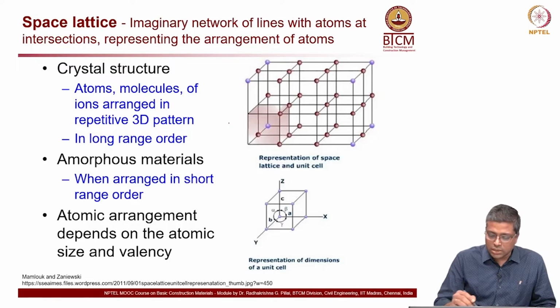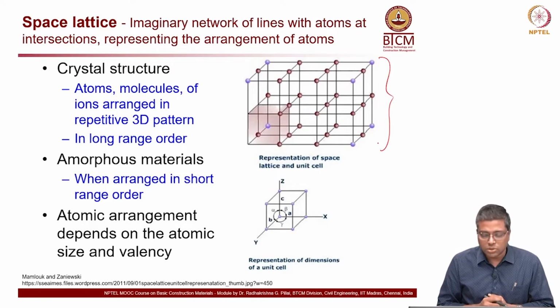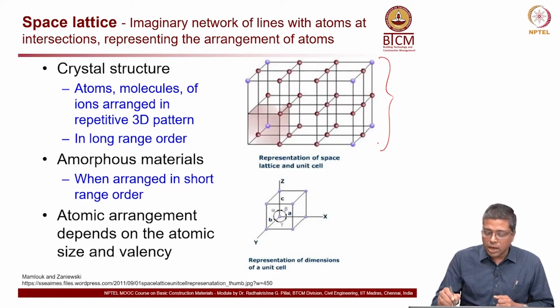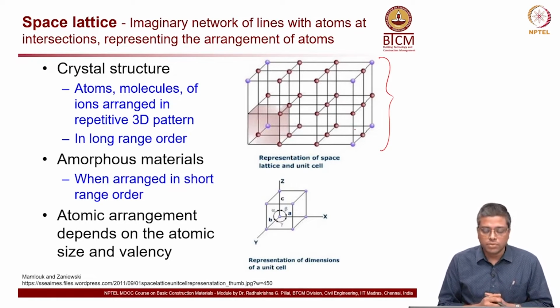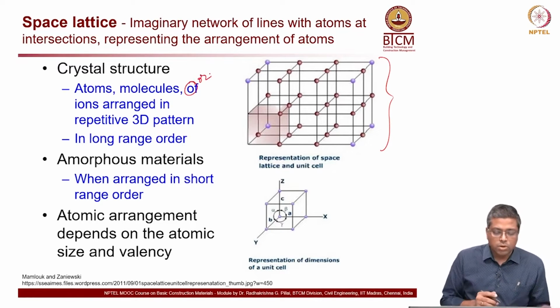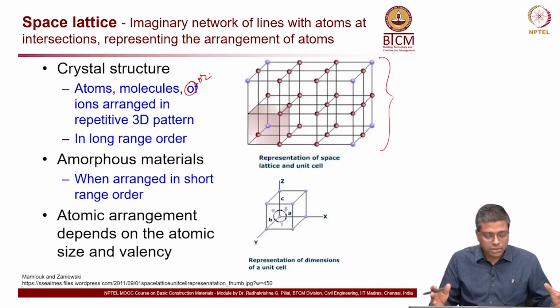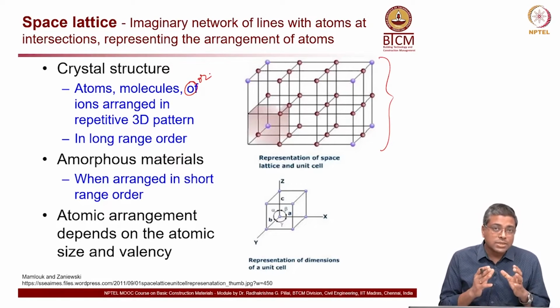Okay. So, you can see here in this sketch you have a lot of these imaginary vertical and horizontal lines, and then you have all the intersection points. You have a circle or a sphere which is drawn, and that indicates the atoms present. Now, by definition, atoms, molecules or ions arranged in a repetitive 3D pattern in long range order, meaning larger distance covered. That is what is crystal structure.